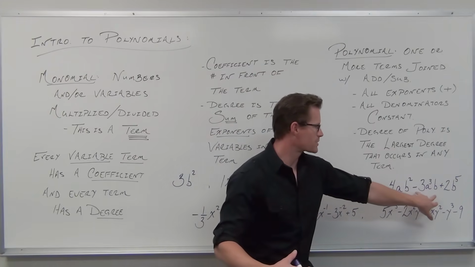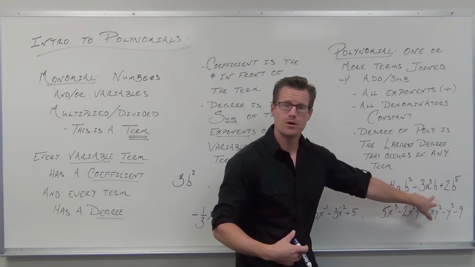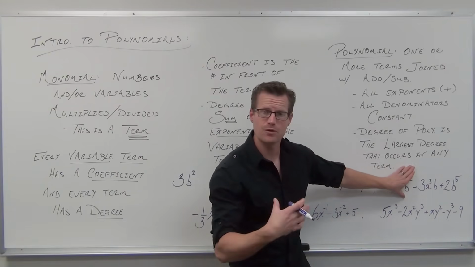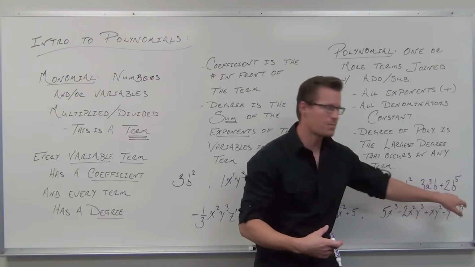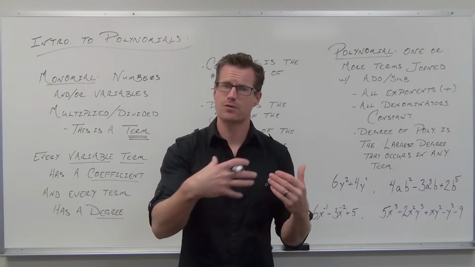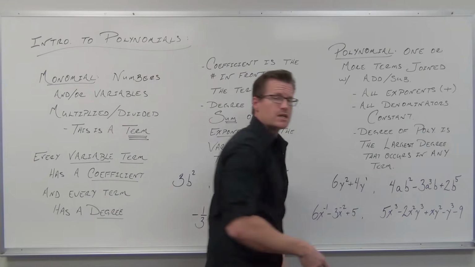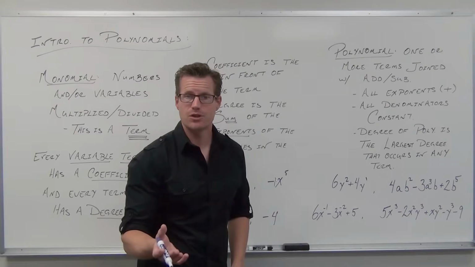The coefficient of the next term, negative 3a cubed b. The coefficient is negative 3. It's the number with the sign that's in front of your variables. The next coefficient will be positive 2, the number that's in front of your variables. Now let's talk about the degree. So this is a polynomial with 3 terms. Let's find the degree of every term.